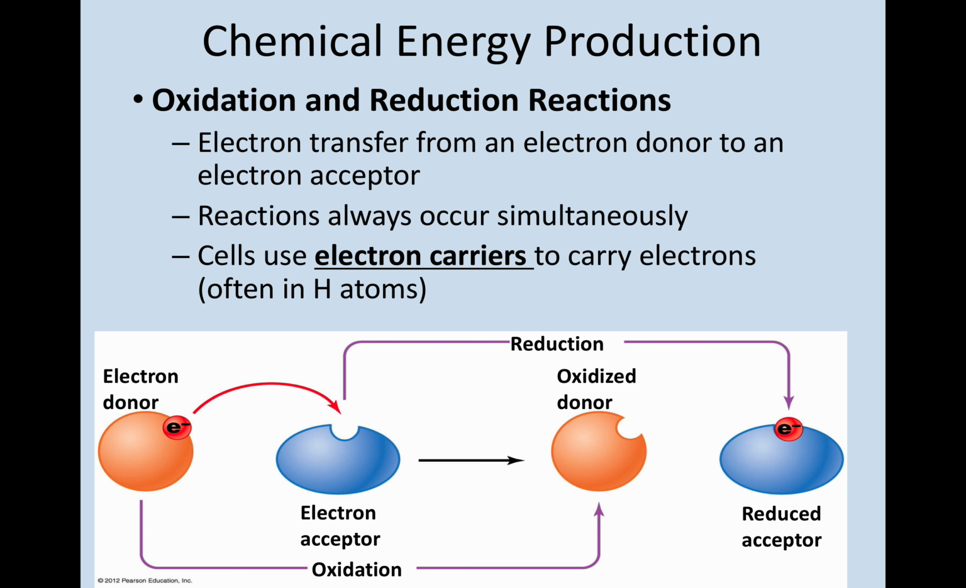Like I said, these oxidation reduction reactions have to occur at the same time. We have to have an electron transfer from a donor to an acceptor. Our donor in our example is going to be glucose. Our acceptor is going to be NAD+, which is an electron carrier. These reactions always occur simultaneously. Cells use these electron carriers to carry electrons and often hydrogen atoms. I will refer to the electron carriers as reducing power because the electrons that they pick up actually have energy, and we can harvest that energy from those electrons later.